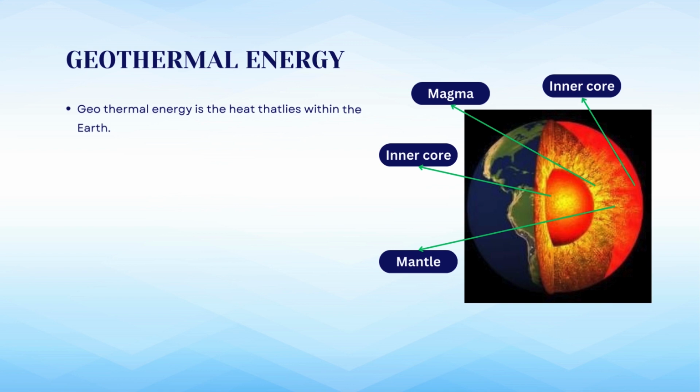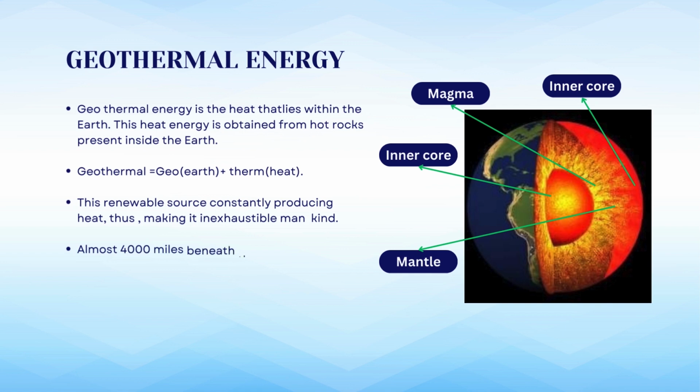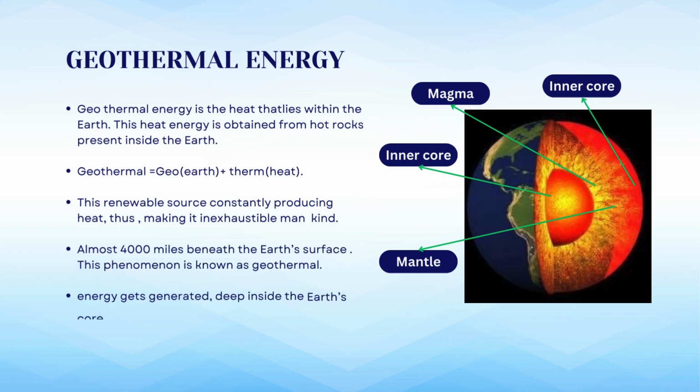This heat energy is obtained from the hot rocks present inside the earth. Geothermal stands for geo, that is earth, and therm, meaning heat. This renewable source constantly produces heat, thus making it inexhaustible to mankind. Almost 4,000 miles beneath the Earth's surface, this phenomenon known as geothermal energy gets generated deep inside the Earth's core. The diagram shows the various layers of the Earth, that is the crust, beneath it the mantle, and then the core. The core is where the hot magma is.